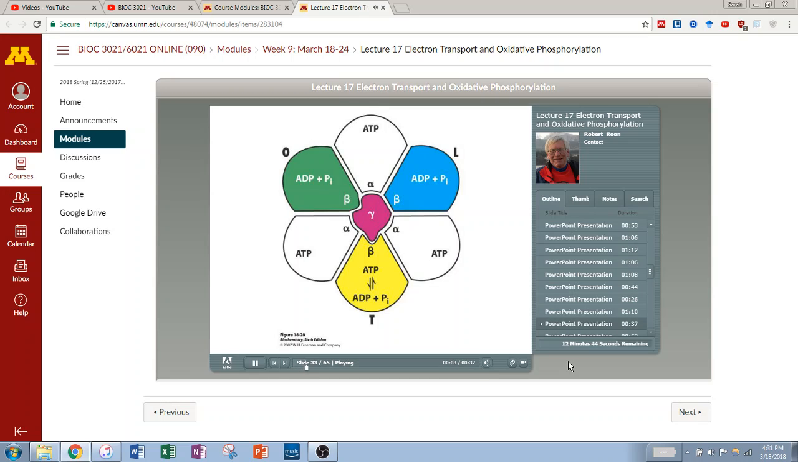The F1 complex has 3 alpha and 3 beta subunits surrounding a central gamma subunit. The gamma subunit passes through the middle of the alpha 3 beta 3 hexamer, which consists of alternating alpha and beta subunits. At any given time, each of the 3 beta subunits exists in a different nucleotide binding form, designated O, L, and T. These 3 forms are interconvertible. The alpha subunits bind ATP that do not participate in any catalytic or transport reaction.